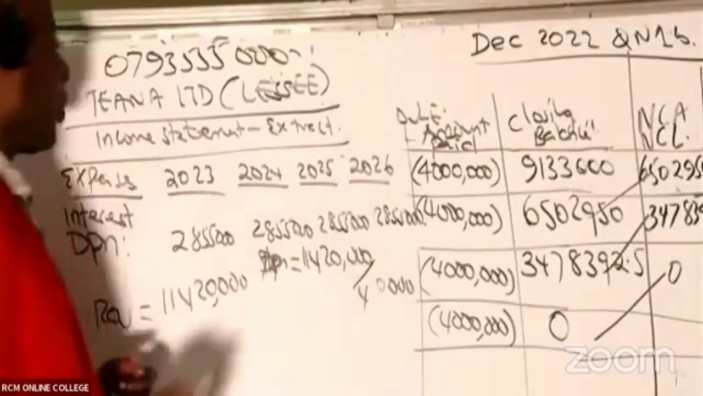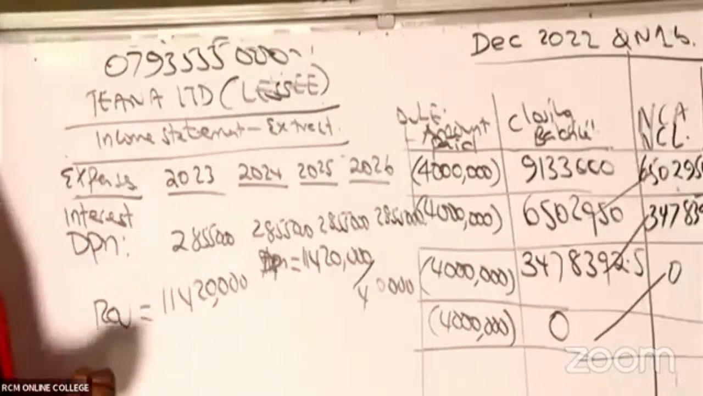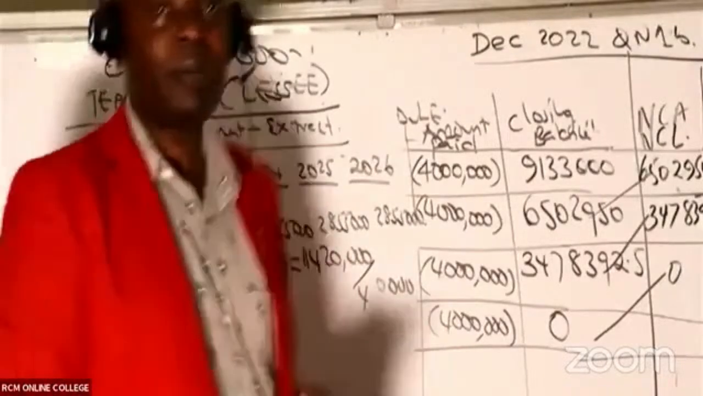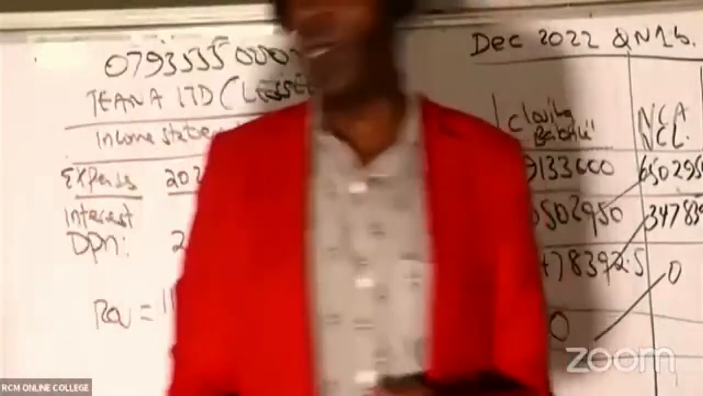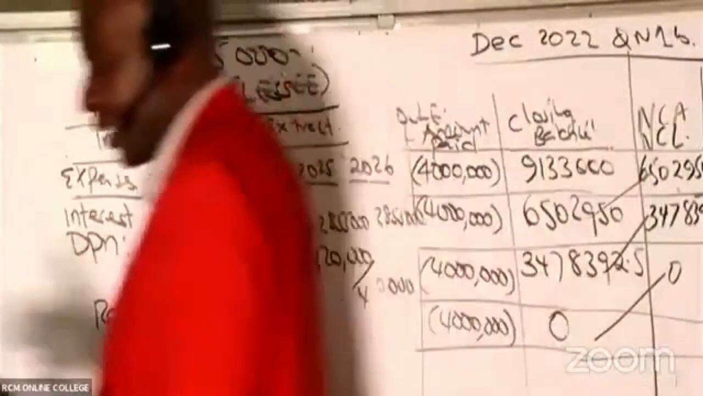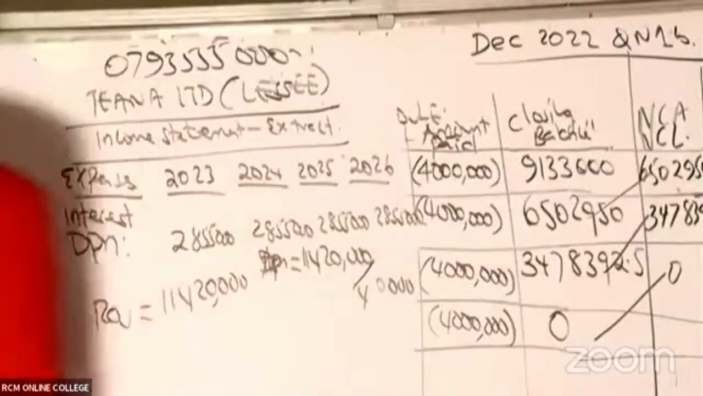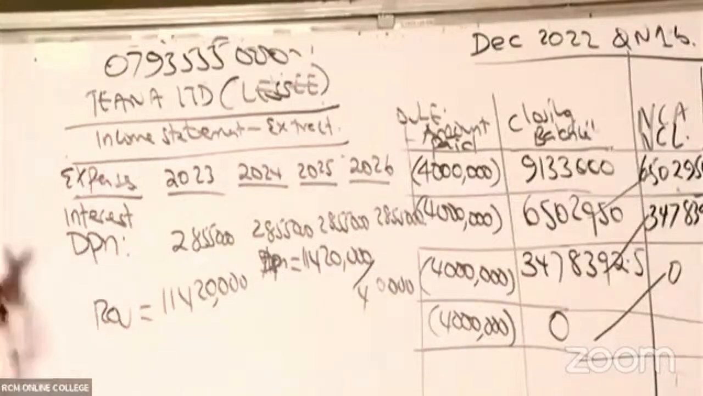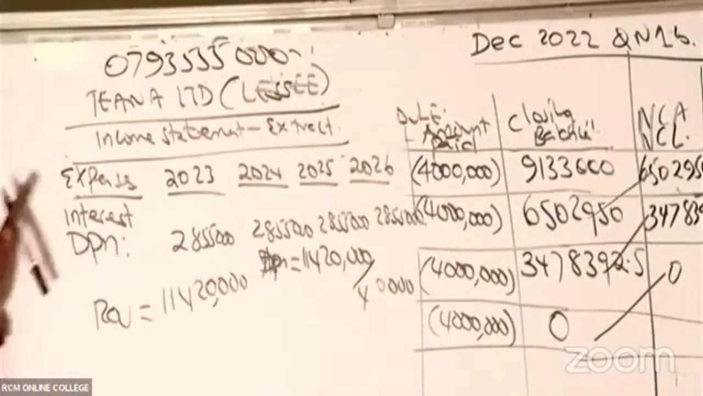So are we together up to here? Have you been able to see now how we computed depreciation? Great. So that is it. You smile and go to the next extract.